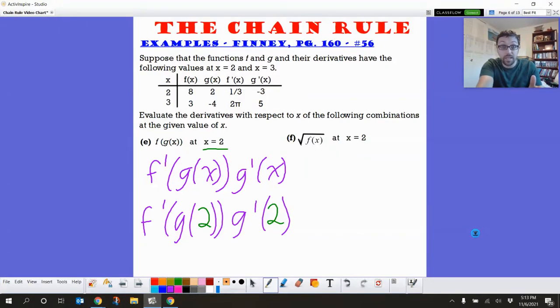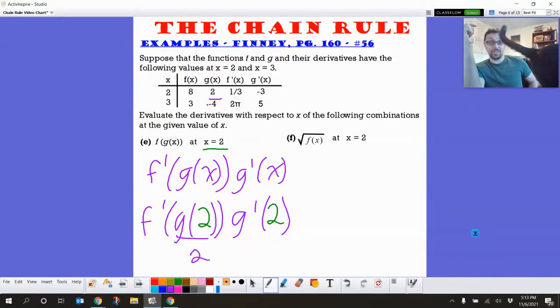Okay, well, they gave us a lot of these values up in that table. So g of 2 is going to be just 2. So that is a 2. Then g prime of 2, that's that negative 4.